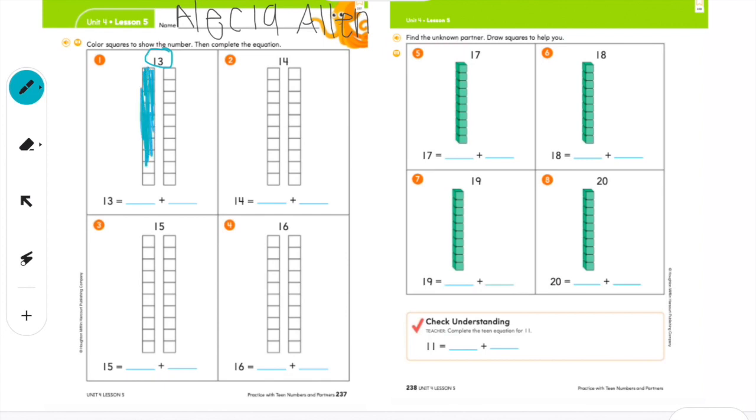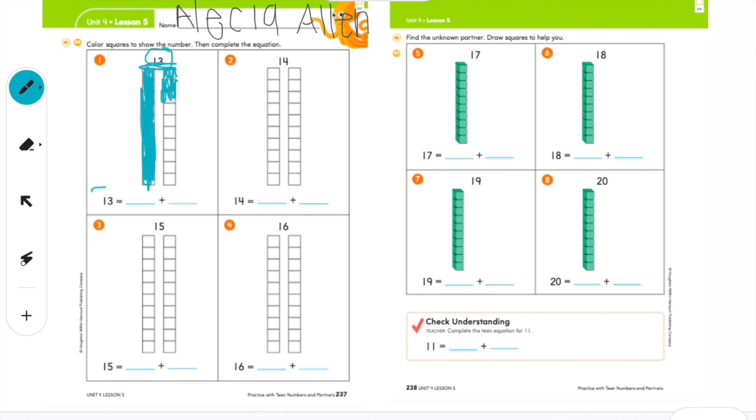So I'm going to color my 10 as nicely as I can. Kindergartners don't scribble. And then I'm going to count on to color in the rest of my boxes. So 10, 11, 12, 13. Perfect. I colored in 13 boxes just like it told me to.